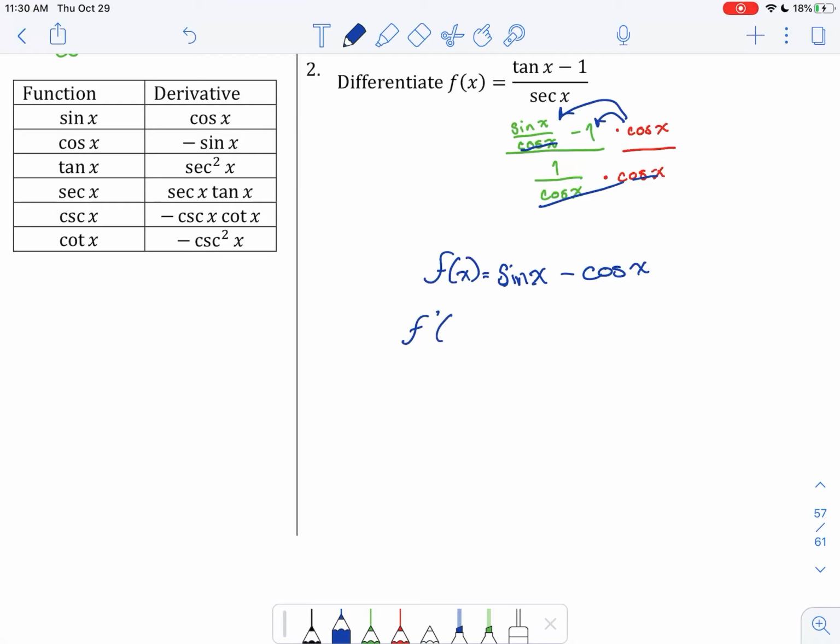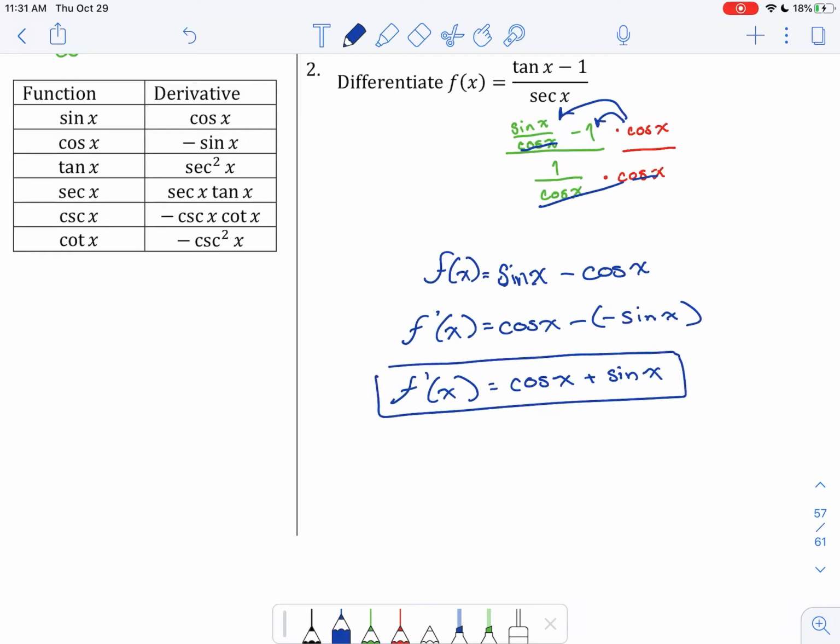And so then f prime, we just take each of those terms separately. Sine of x, as we talked about, is cosine x plus, because we have a negative, and then negative sine x. So f prime of x simplifies down to cosine x plus sine of x. If you want to see the quotient rule practice, that's in the PDF, but here is another nice sneaky way to get around doing that.